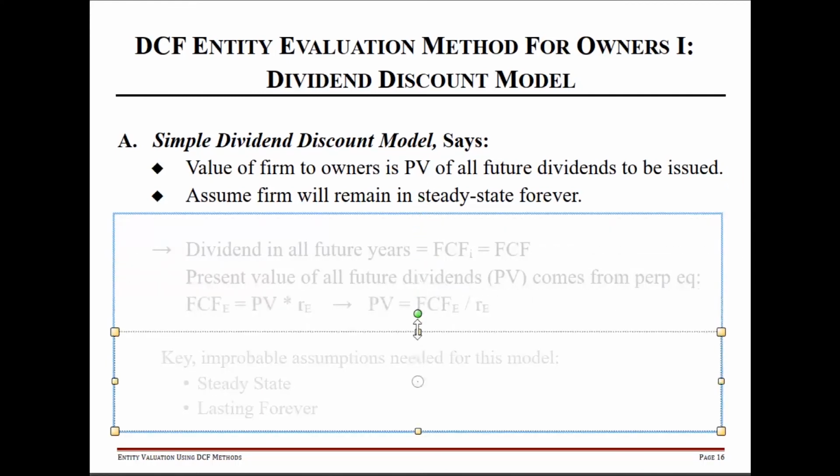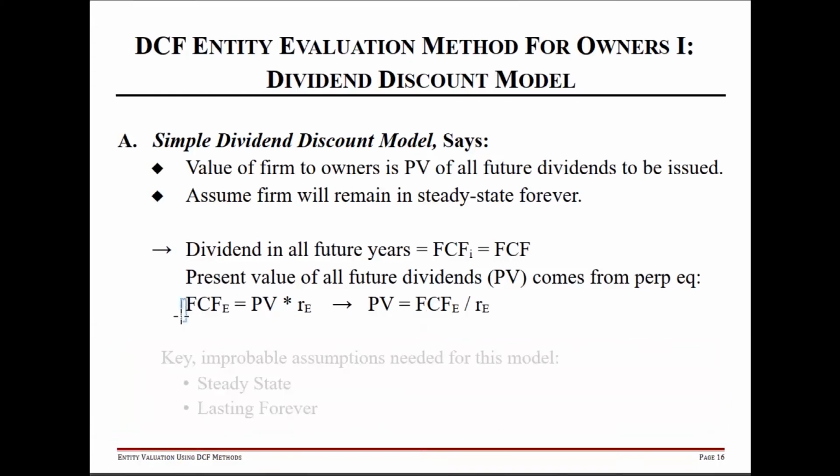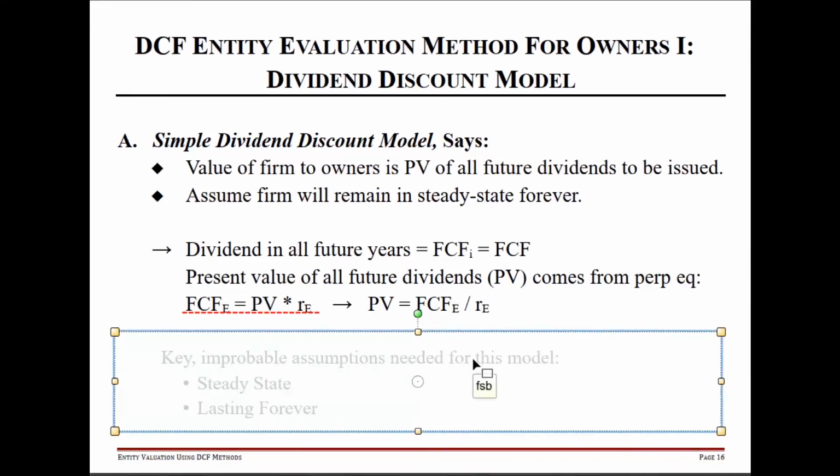Okay. So if it remains in steady state forever, all the free cash flows in every year are the same. And guess what that means? It looks like we have a perpetuity going here, and we've got our perpetuity equation in terms of free cash flows. The free cash flow in any given year is equal to the present value of this perpetuity of free cash flows times our equity discount rate, which comes from CAPM or whatever. So we can get the present value through the awesome power of algebra. That's equal to the free cash flow in any given year divided by the equity cost of capital.